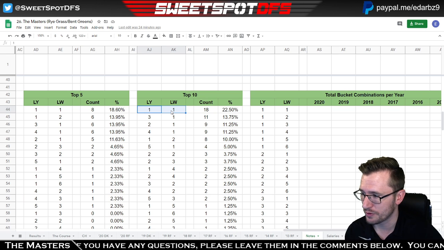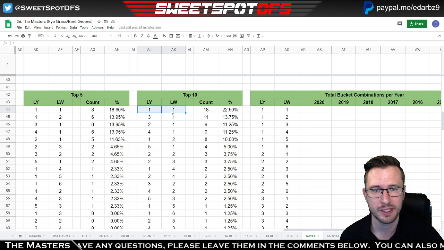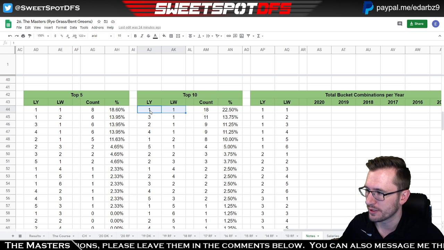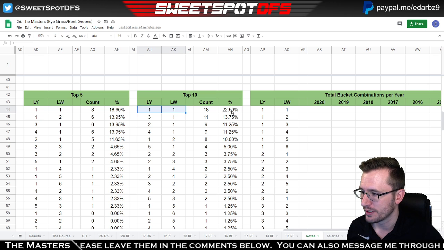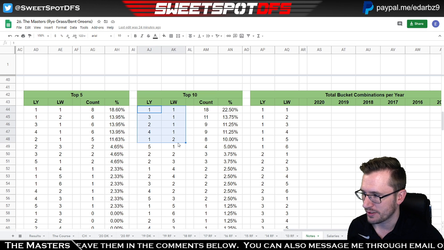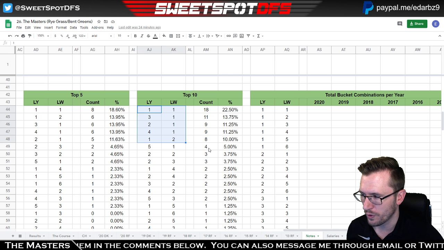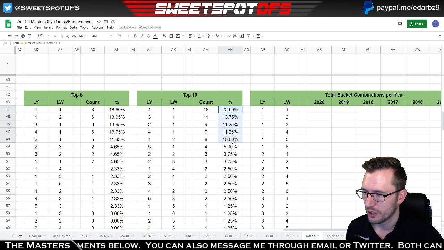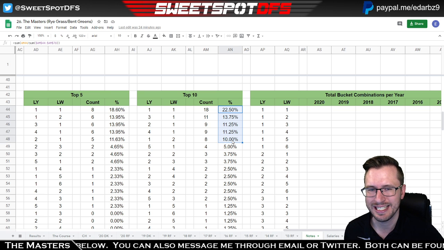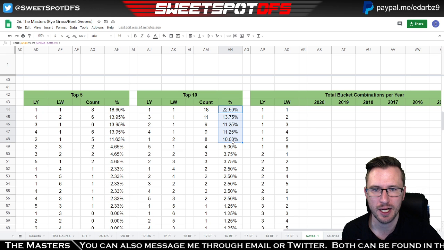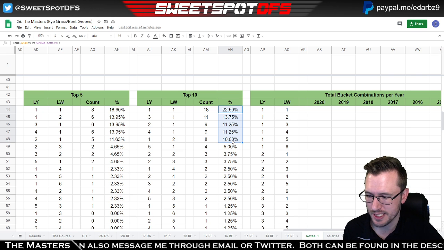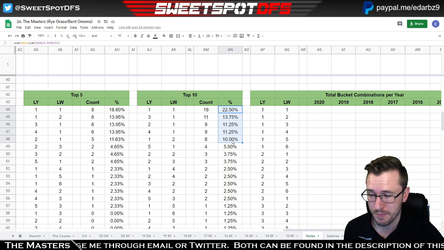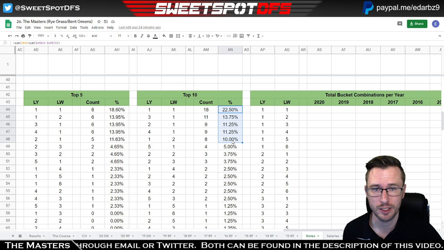I have done a count every single year to see how often it happens. And when we look at the bucket combinations for top 10 finishes, these 5 buckets, your 1-1, your 3-1, your 2-1, 4-1, and 1-2, show up inside the top 10 nearly 70% of the time. It's at a 68.75% clip. So your top 10 is made up of those buckets, essentially.